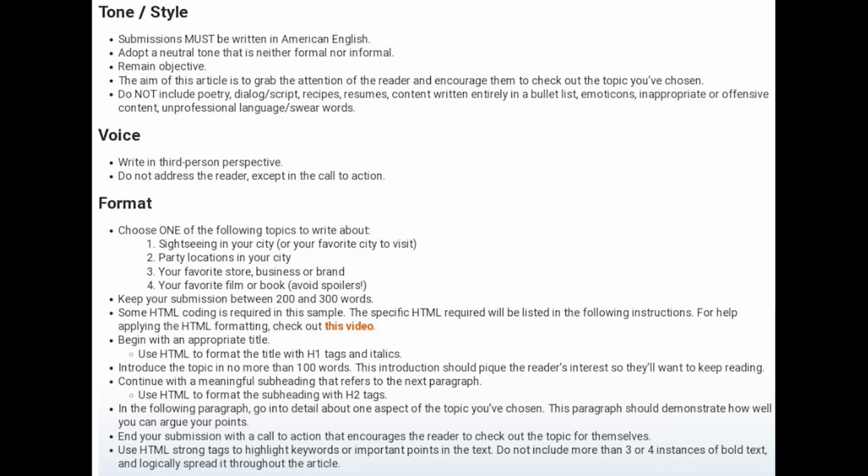Some HTML coding is required in the samples. The specific HTML required will be listed in the following instructions. For help applying the HTML formatting, check out this video. Now, with HTML formatting, you need to know how to operate headers, bolds, italicized text, bullet points. The Textbroker system lets you put in certain amounts of HTML in it. They also have some ways of adding that manually.